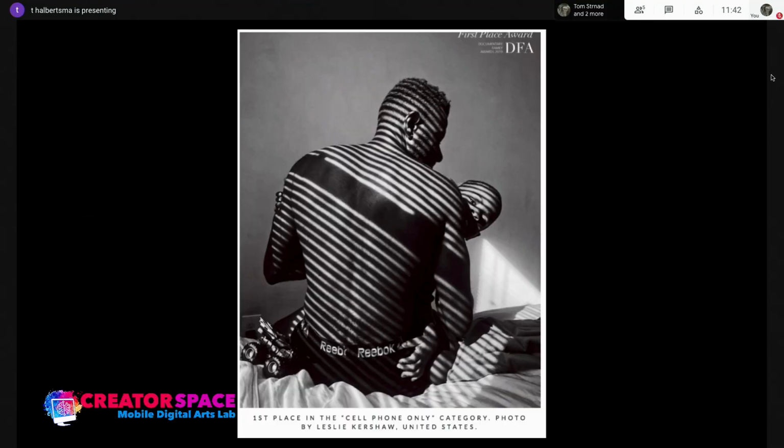Another one, beautiful. It's made on a cell phone. Becoming really, really good. Leslie Kershaw. You see, it's just daddy with the baby, kiddo, but the light and the contrast is beautiful. It's amazing.